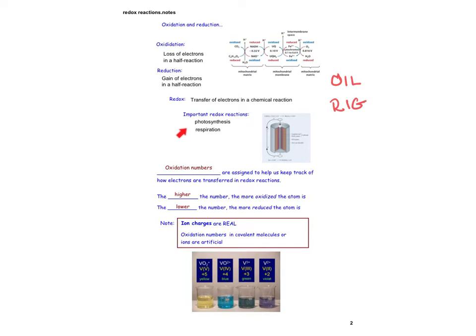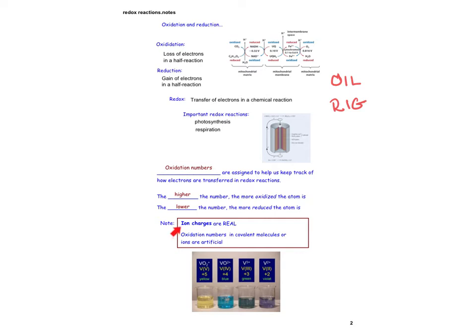And so I added a couple more really important redox reactions: photosynthesis and respiration, the way batteries work. All of these are redox reactions. So as we talk about redox reactions, one of the things we're going to use is something called an oxidation number. Oxidation numbers help us to keep track of how the electrons are transferred. A higher oxidation number, more oxidized. Lower oxidation number, more reduced. So if we go back and look at those original reactions on the previous slide, we can see which atoms get oxidized and reduced, and we're going to take a look at that in a few minutes.